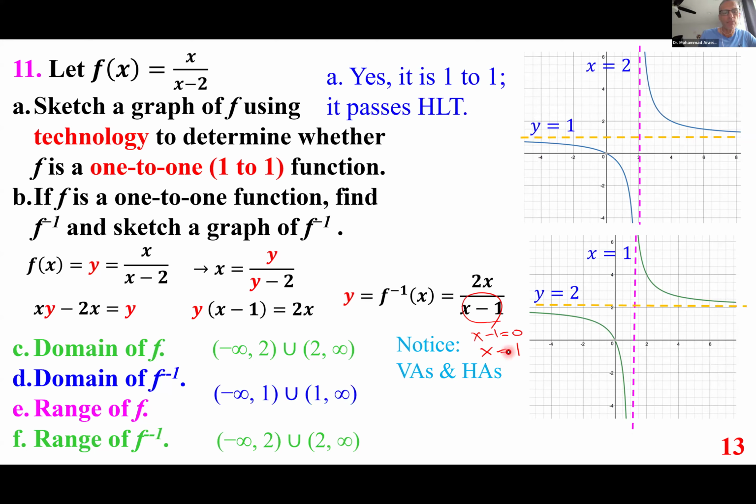How do we write that? Negative infinity to 1 union 1 to infinity. The range of f is the same as the domain of f inverse. You just repeat that, and we're done. It's really that simple, everybody.